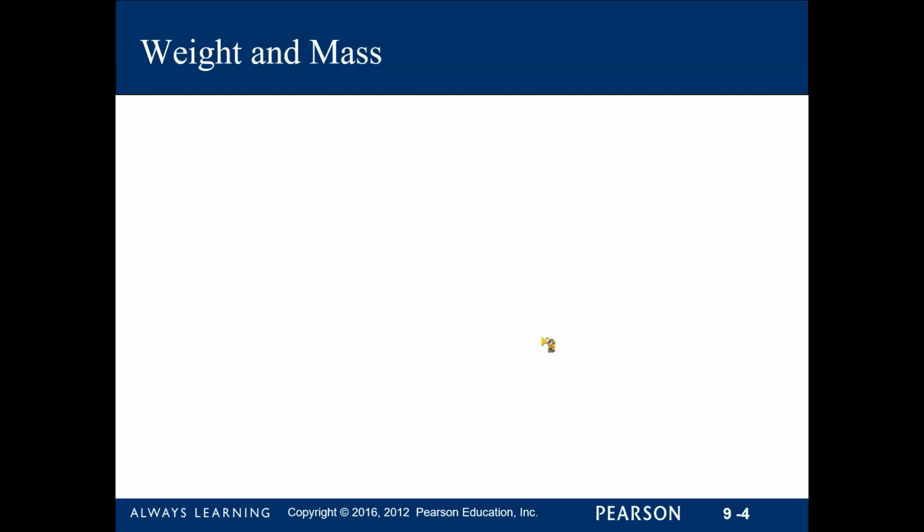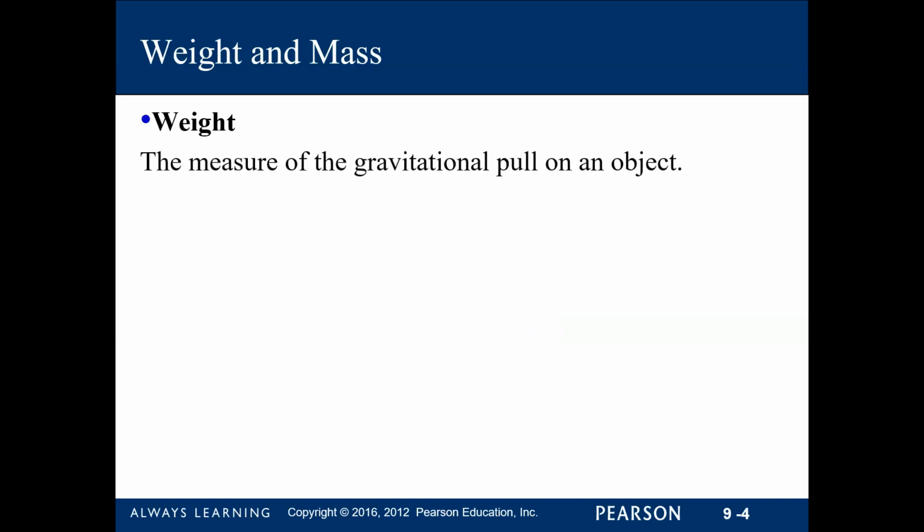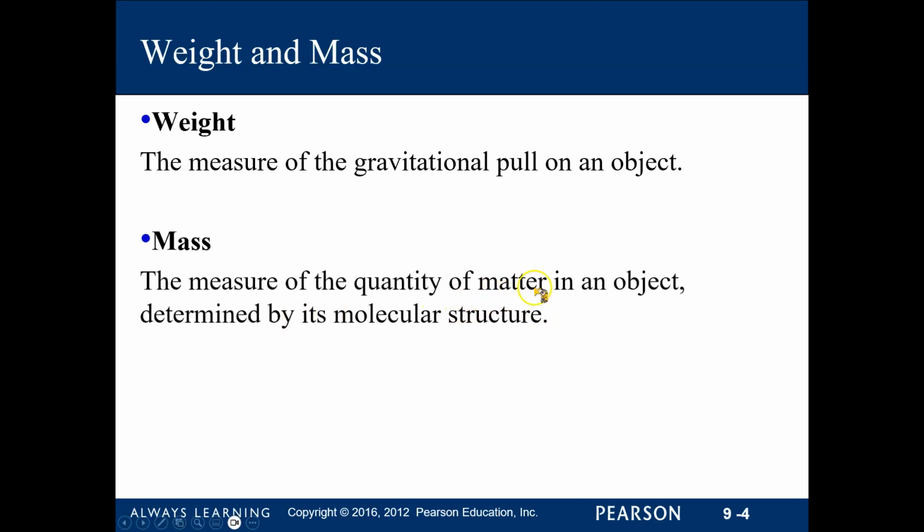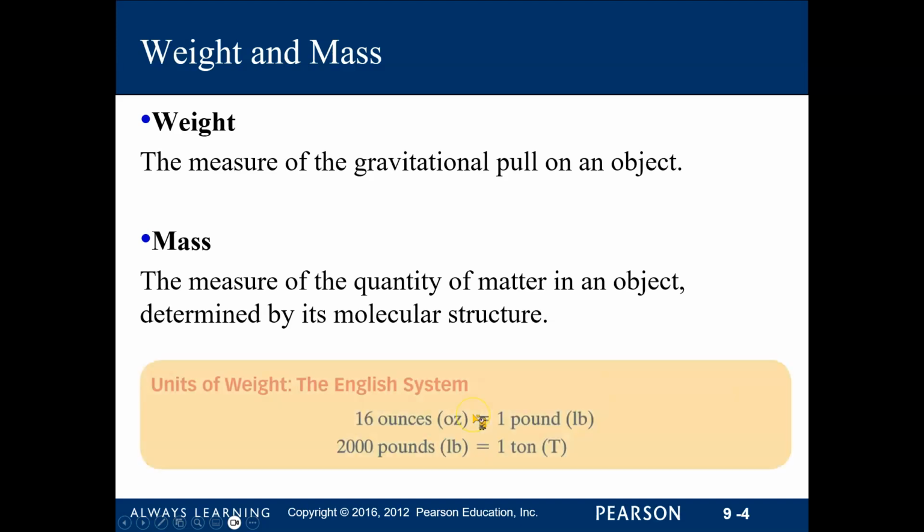In science, we have two different definitions for weight and mass. Weight is the measure of gravitational pull on an object. Mass, on the other hand, is the measure of the quantity of matter in an object, which is determined by its molecular structure. Even though in science subjects these are two different things, in this particular topic we will be using them interchangeably. So if the word problem says the object has a mass of, it is also pertaining to weight.